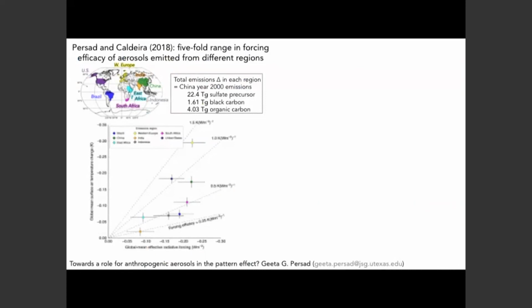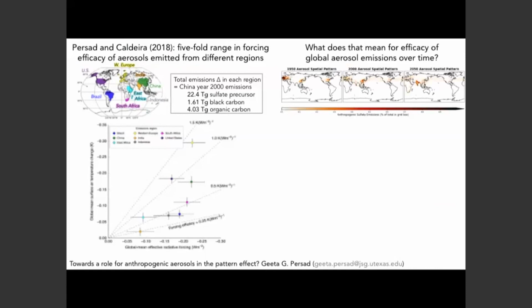And I found a roughly 5-fold range in the climate efficacy of the aerosol based solely on where it's emitted from. And notably, some of the early 20th century aerosol source regions like Western Europe and North America have a much higher climate efficacy than emissions from present day and projected source regions like India and East Africa. Next, please.